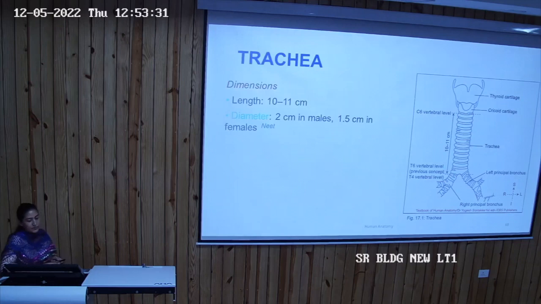Now what is the length of the trachea and what is the diameter? Length is around one scale length, that is around 10 to 11 centimeters, and diameter is around 1.5 to 2 centimeters.